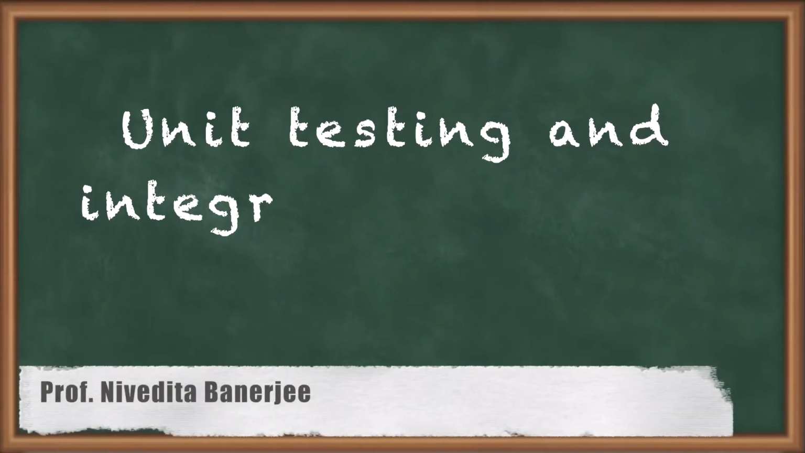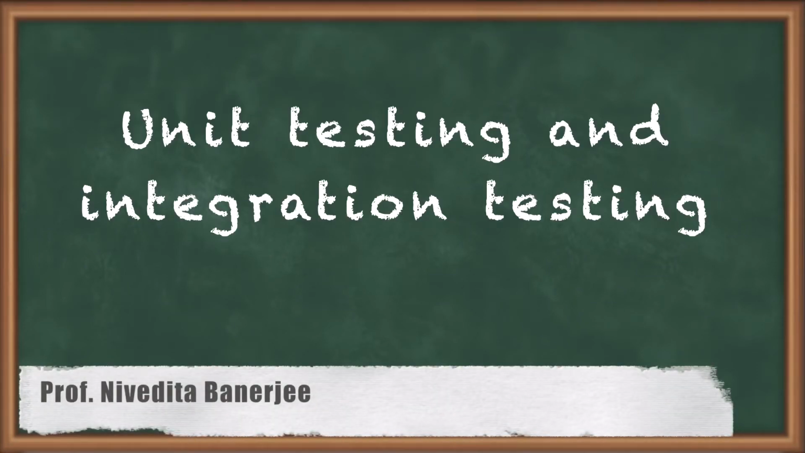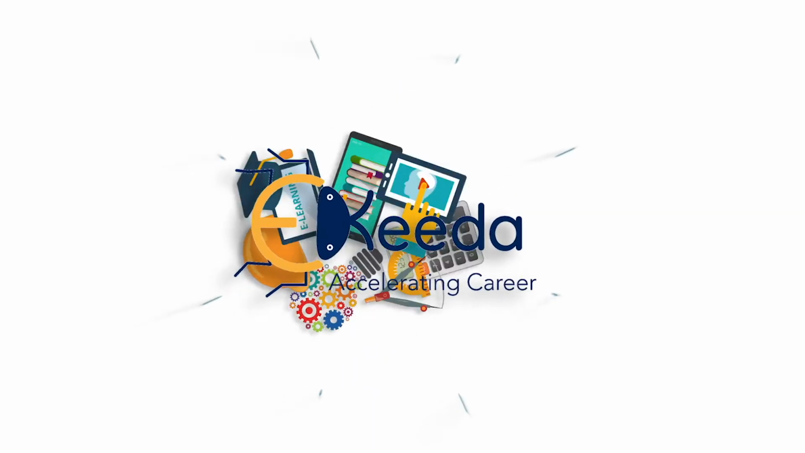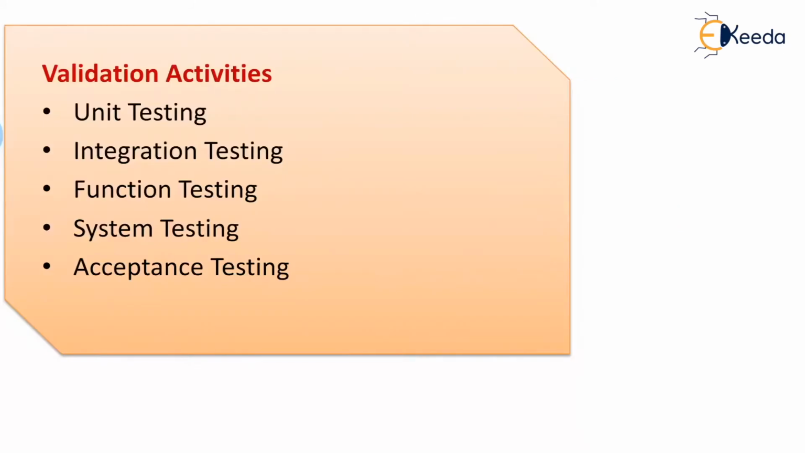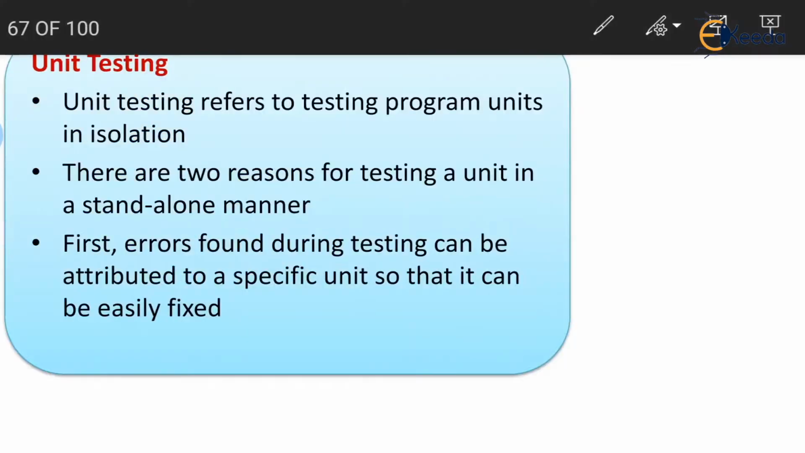Hello friends, let us study about validation activities. Validation activities consist of, starting from unit test, let me read out and we'll explain one by one: unit testing, integration testing, functional testing, system testing, and in the end is acceptance testing. Now let us study about unit testing.